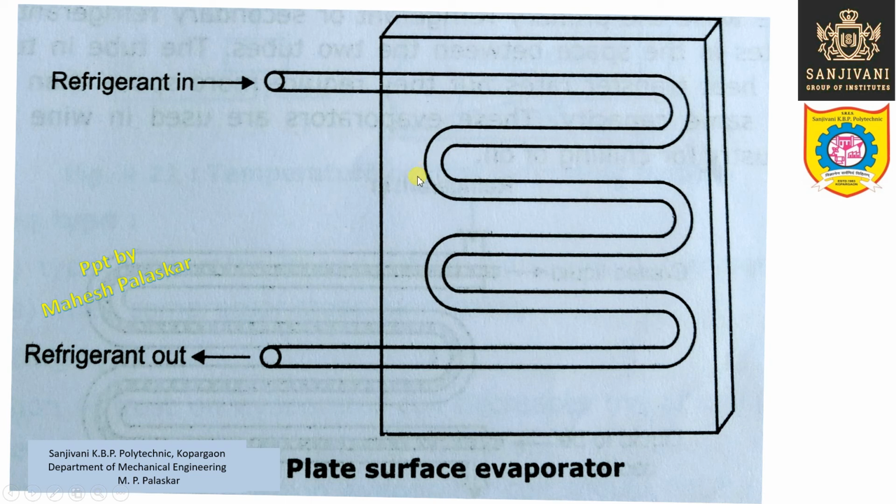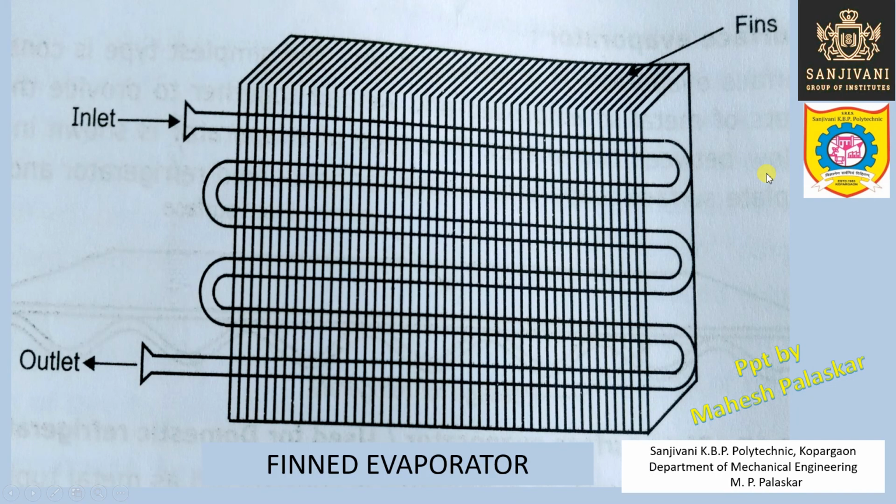And this is a plate, the plate itself acts as a surface, right? And in that plate only the evaporator coil is embedded. So that is a plate surface evaporator. Then this is the finned evaporator.